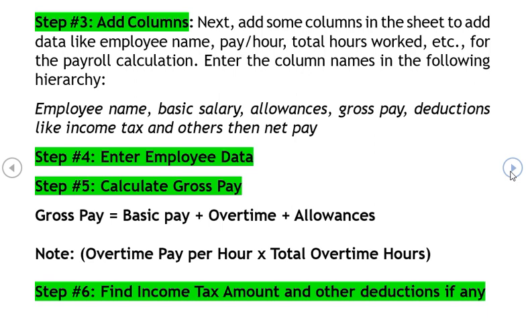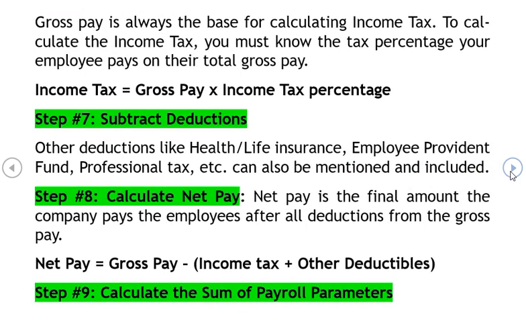Now, after coming up with your gross pay, then you have to calculate the income tax. To get income tax, of course, you have to check how much percentage tax is paid by the employee on his or her gross pay. Make sure that you always calculate the income tax on gross pay, please don't forget that. So the income tax is the gross pay times the income tax percentage.